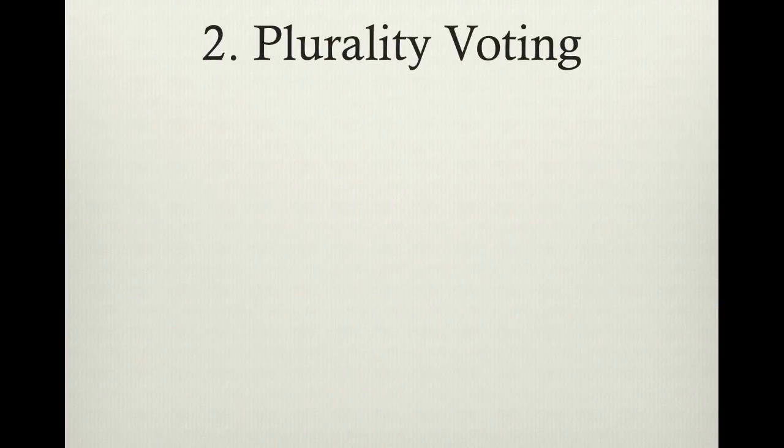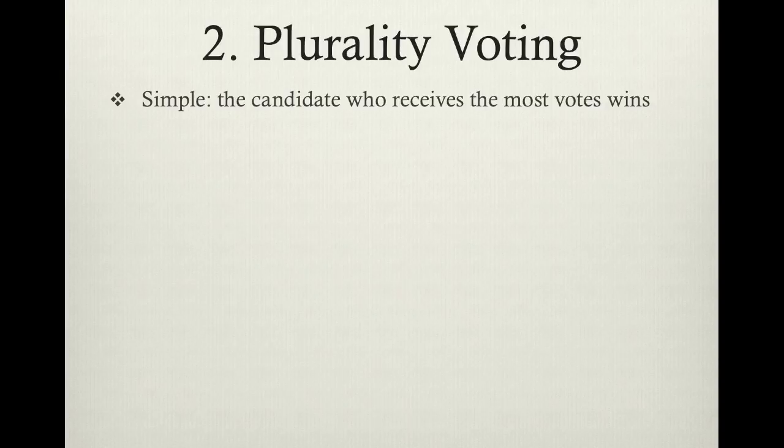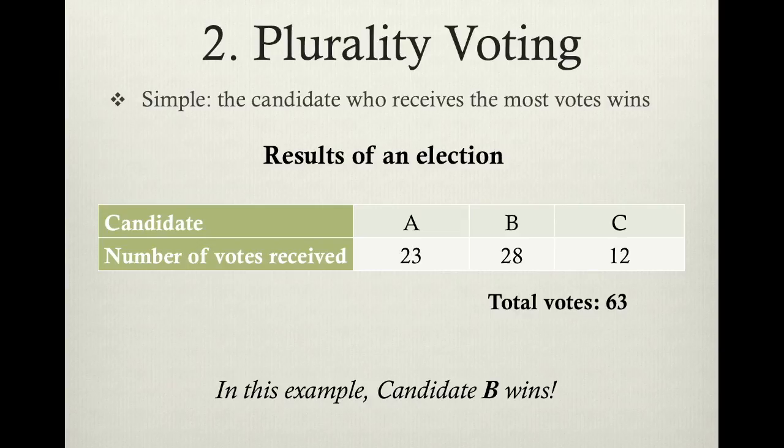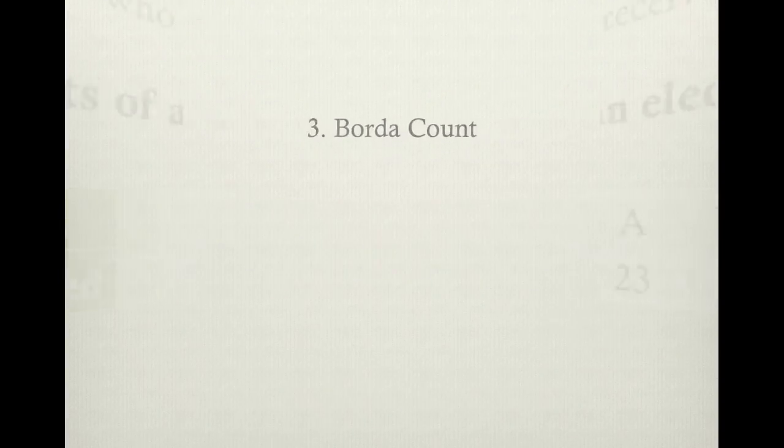Plurality voting is what you're familiar with. The candidate who receives the most votes wins. Done. So in this case, the same example as last time, if this was a plurality vote, B wins because, simple enough, B got the most votes. However, it's not a majority, but B wins in plurality.